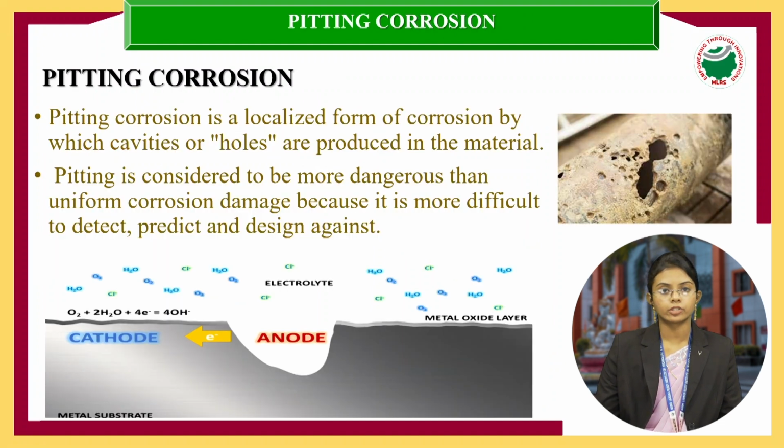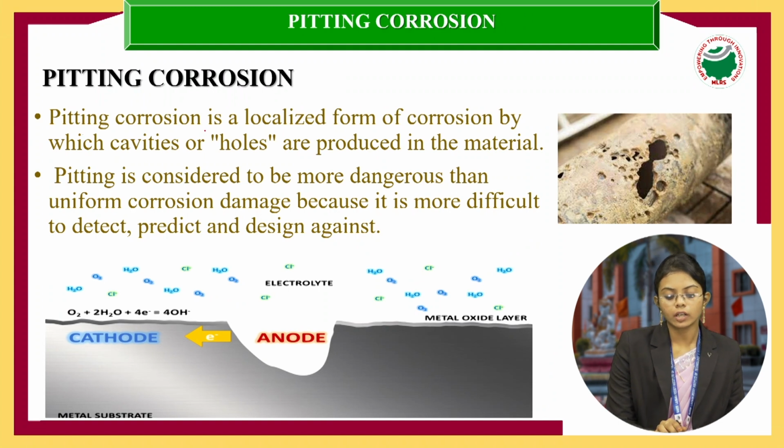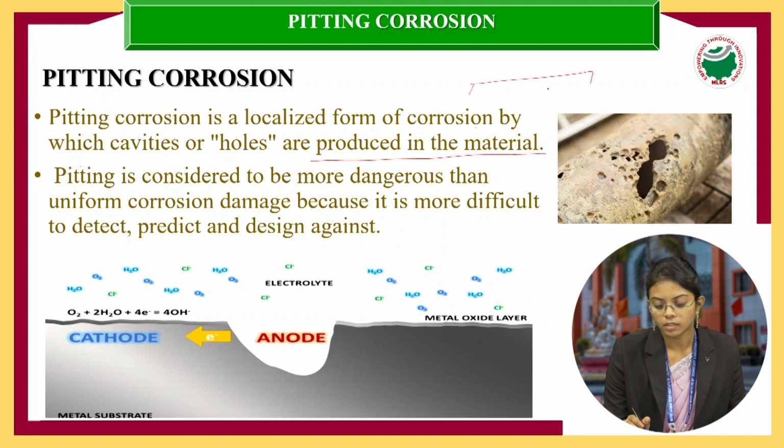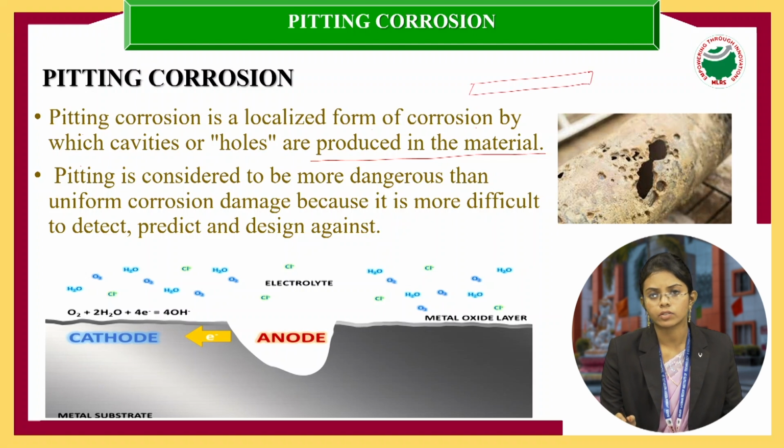Next type of corrosion we have is pitting corrosion. So pitting corrosion is a localized form of corrosion by which a cavity or holes are produced on the material. If you take an example of any surface or any type of material, the material is covered by a protective film.